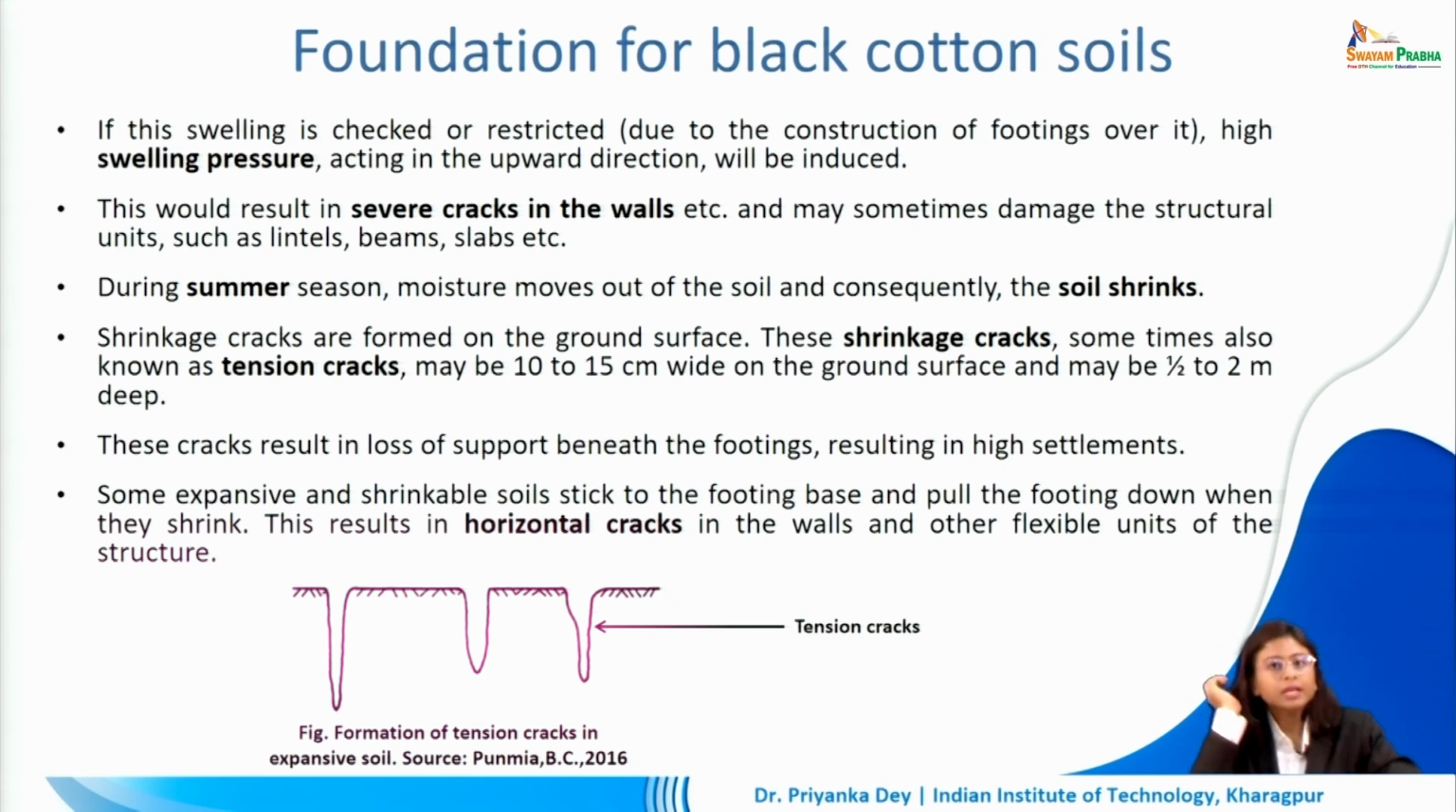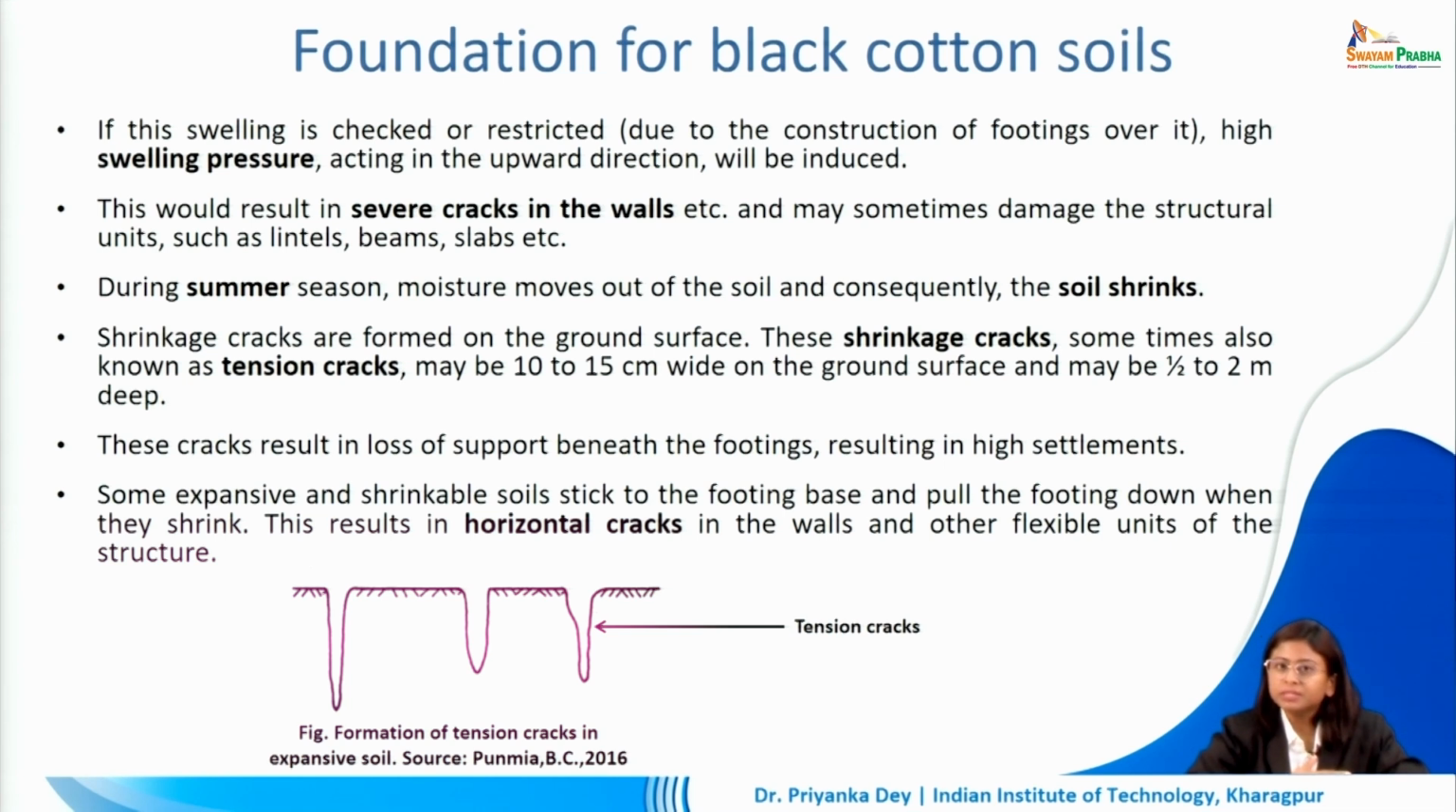Similarly, in the summer season, just a different contrasting environment will be created, where there will be a lot of shrinkage happening in the soil. Now if swelling or shrinkage is not restricted in black cotton soil, it is going to cause significant damage to the footings and eventually the superstructure as well. So the swelling pressure, which will be acting in the upward direction, is going to cause damage to the footing and then eventually to the superstructure, resulting in the formation of cracks in the walls, and it can also damage other structural elements such as lintels, beams, slabs, etc.